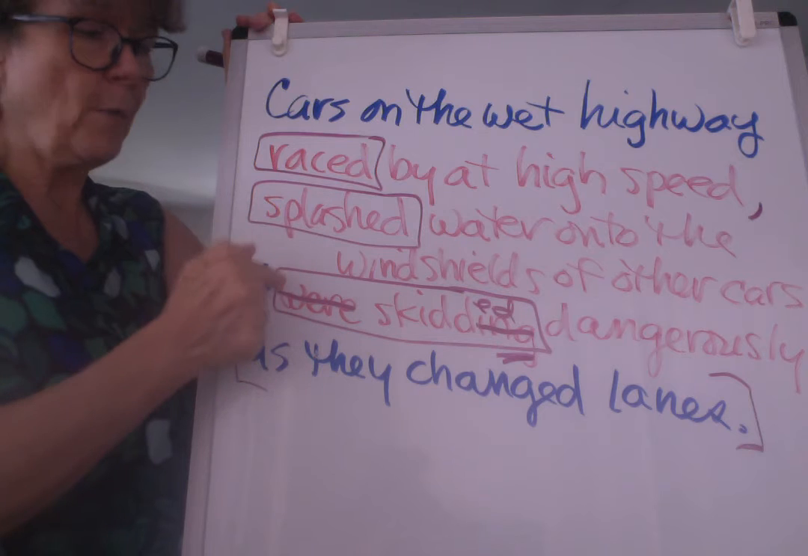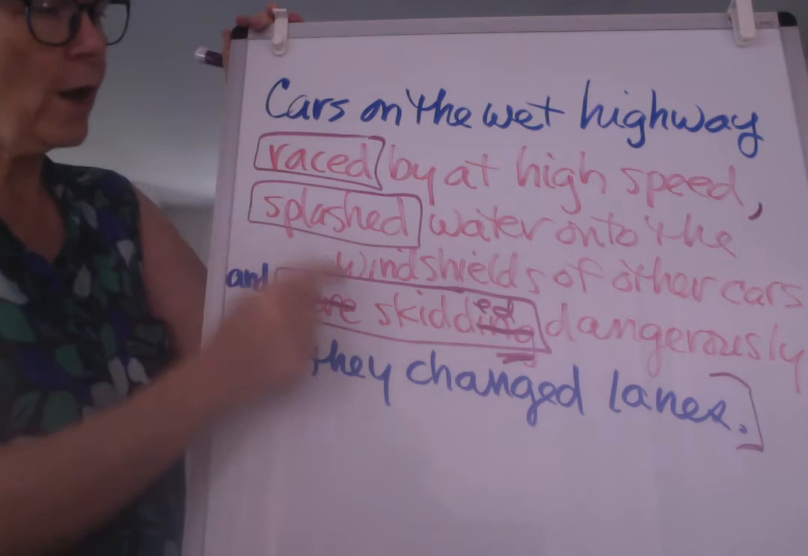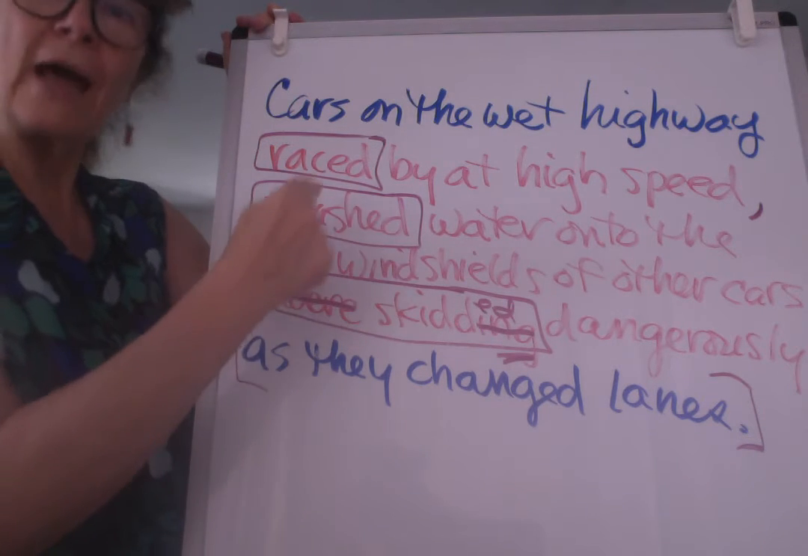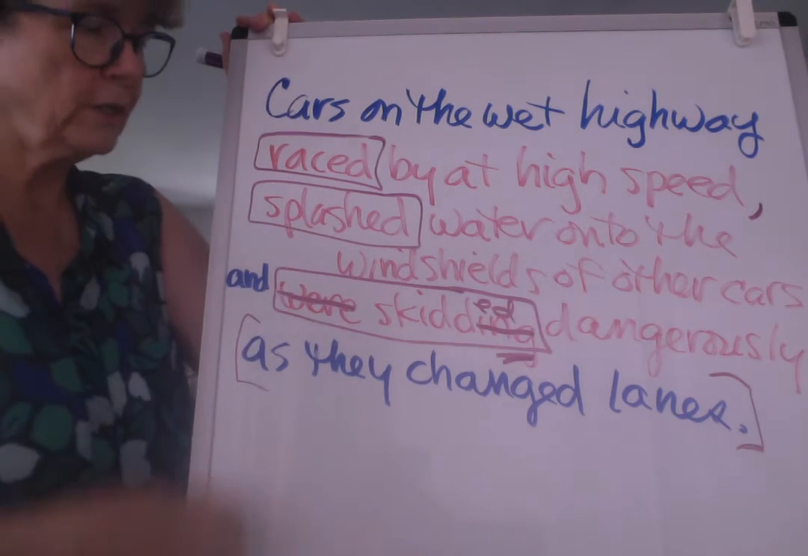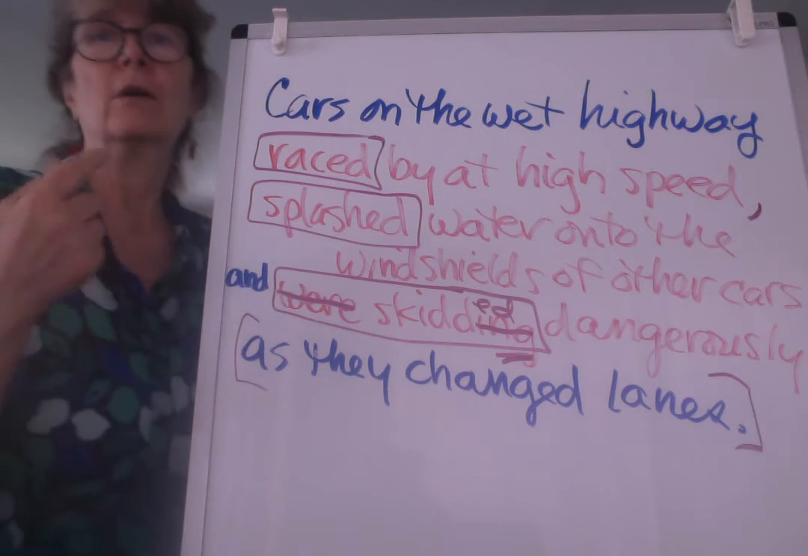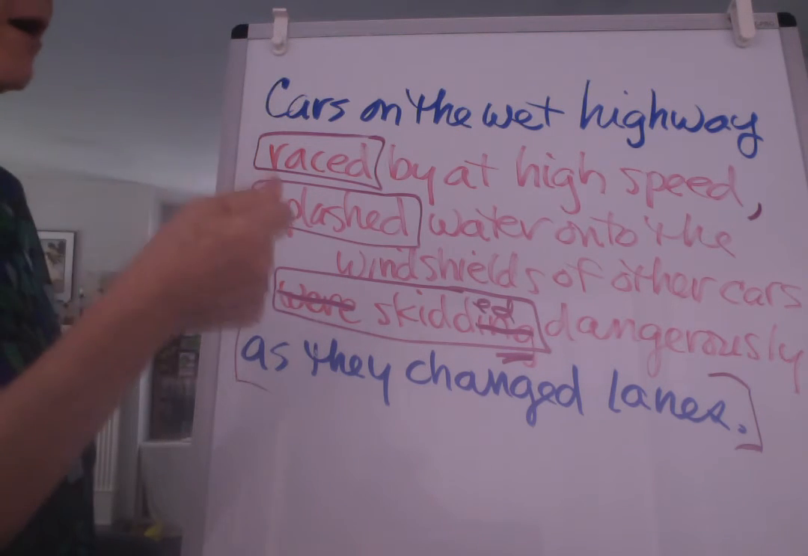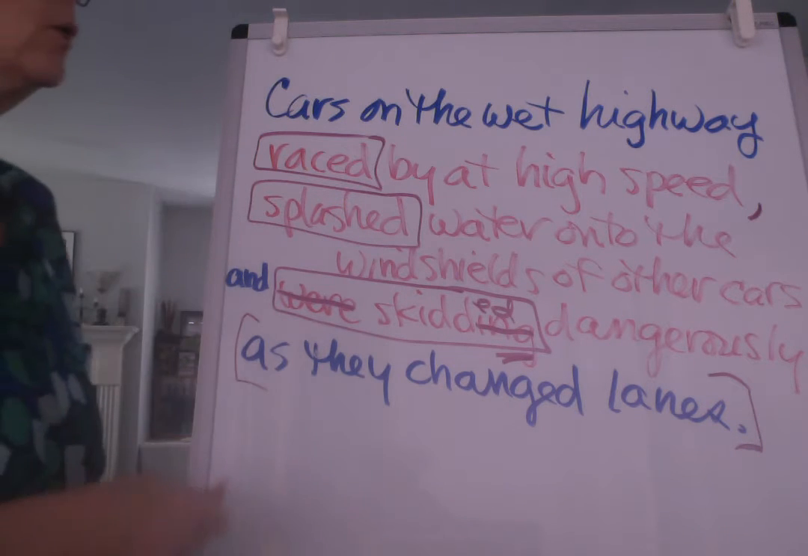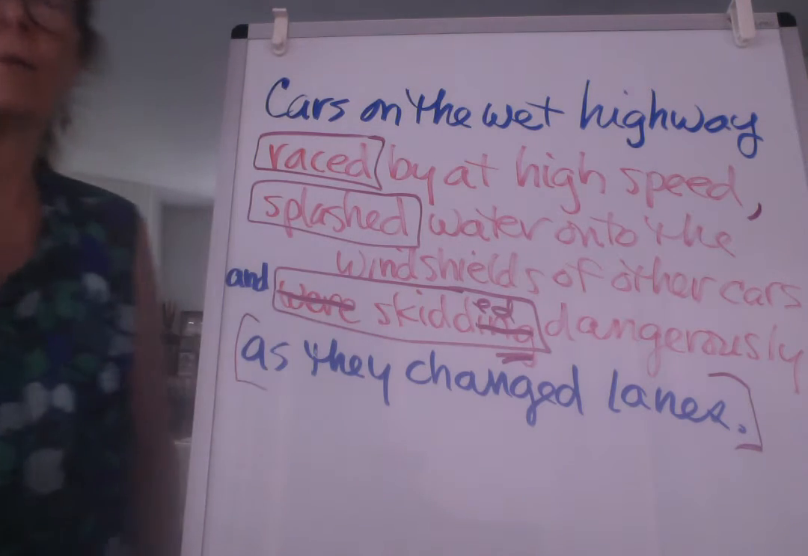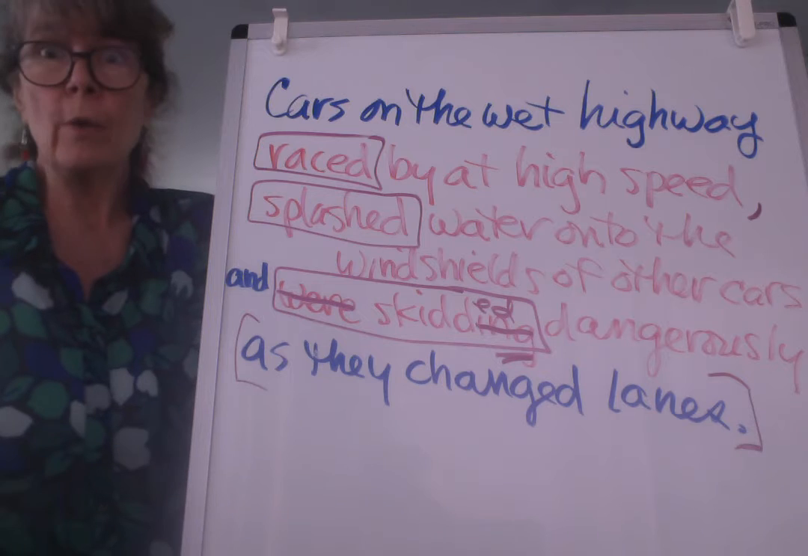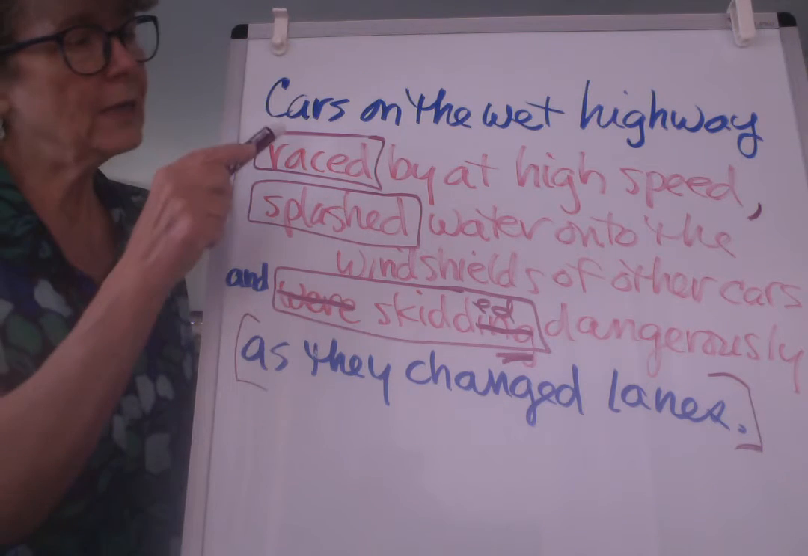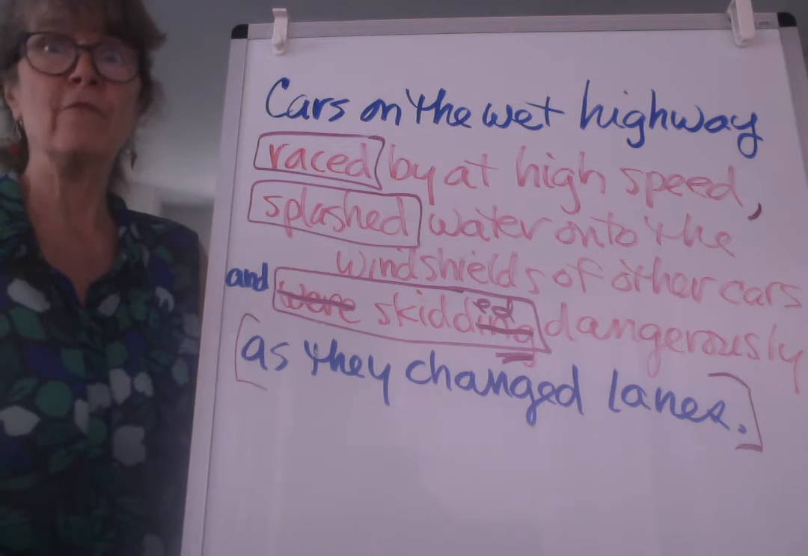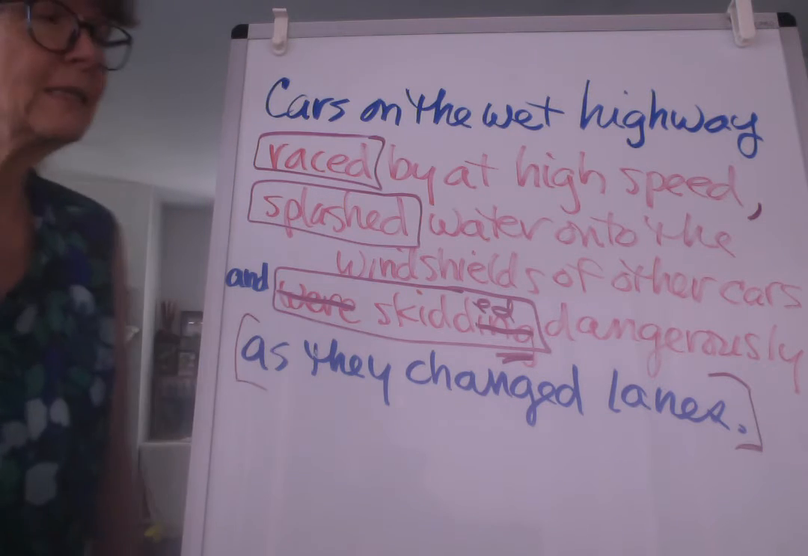But we don't have to change this one to match these two. If we wanted, we could make them all like this. We could say, cars on the wet highway were racing by at high speed, splashing water onto the windshields of other cars, and were skidding dangerously. Cars on the highway were racing by at high speed, were splashing water onto the windshields of other cars, and were skidding dangerously. We could add were and change the ed to ing on all of them. Now, that's a bit wordy, but maybe we want to write it that way. There's nothing wrong with writing it that way. It doesn't matter which way we make them all the same, just that we make them all the same form. Okay? Grammatical form. In this case, the same kind of verb.